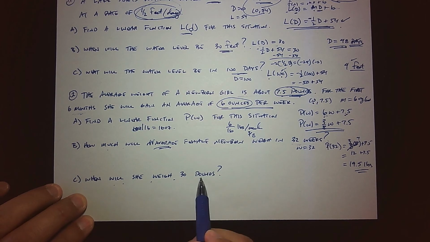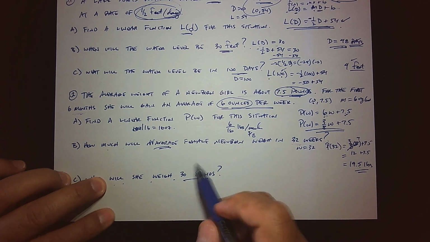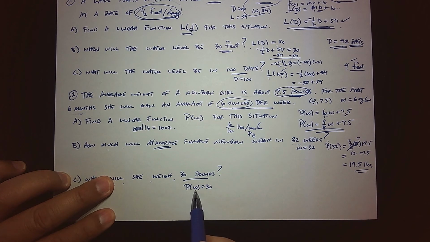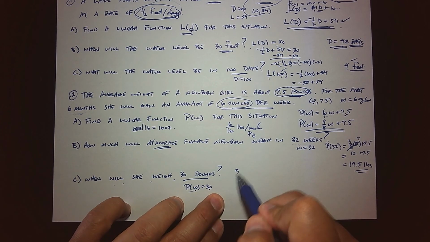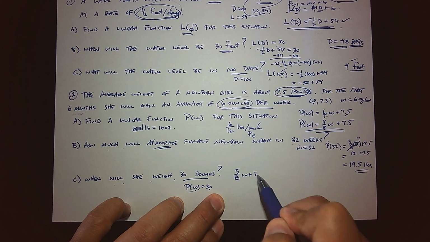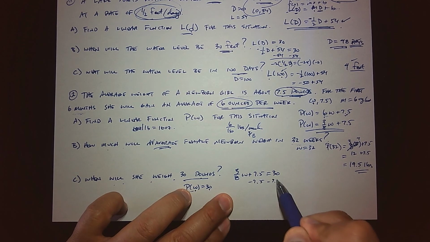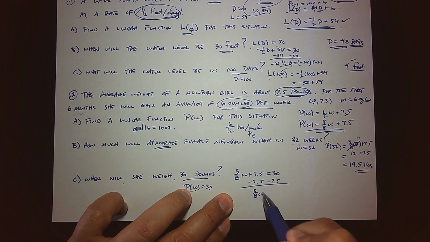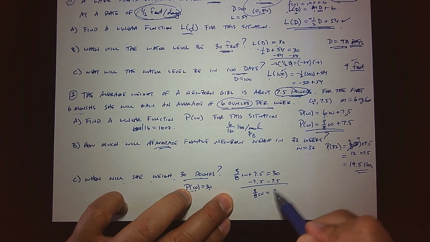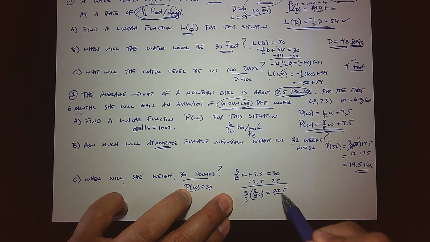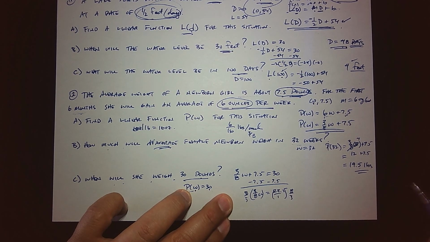When will she weigh 30 pounds? Well, this time I've given you an output. P of W is equal to 30. So what input creates an output of 30? So we take our model, 3/8 W plus 7.5, and we set it equal to 30, and then we do our math. We subtract 7.5 from both sides, and I think that'll give us 3/8 W equals 22.5. Multiply both sides by 8/3, and that'll be the trick.